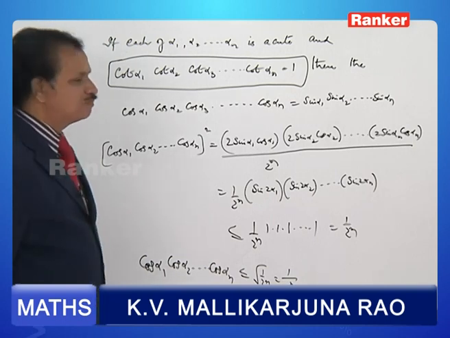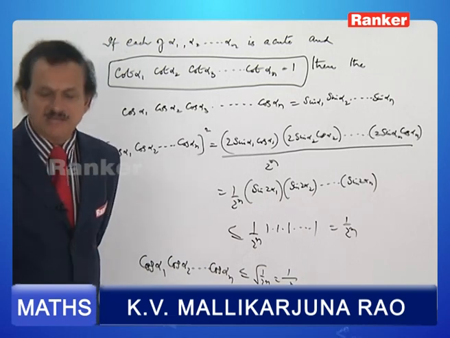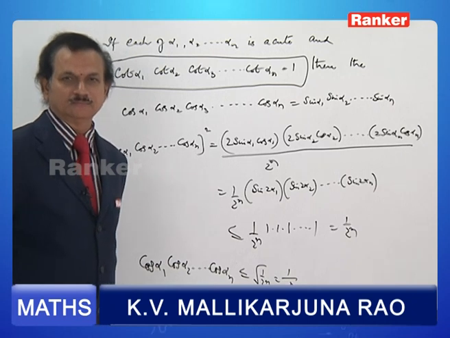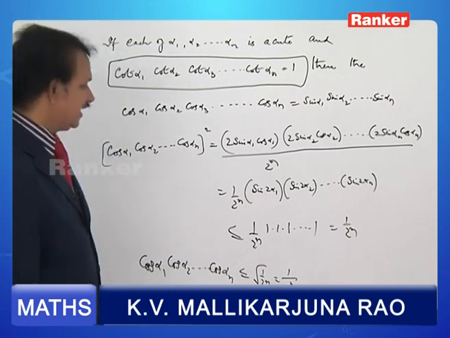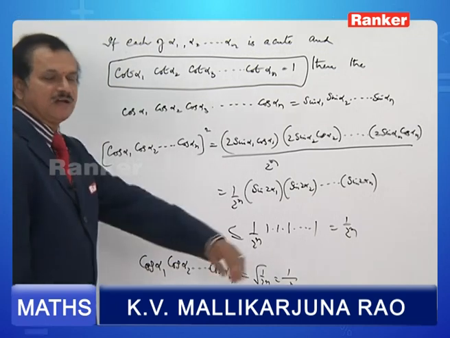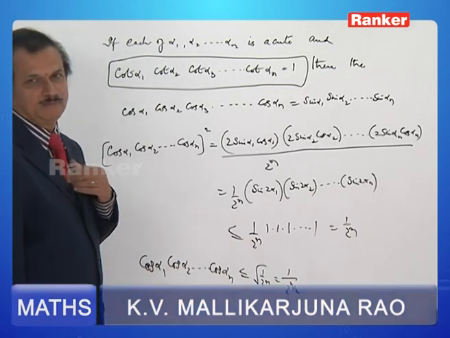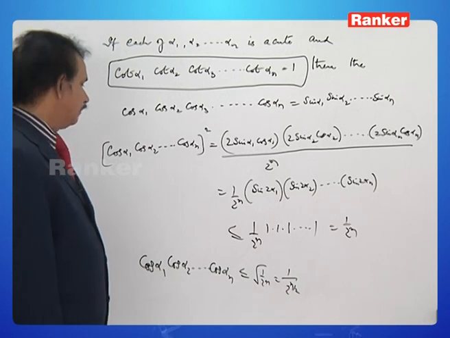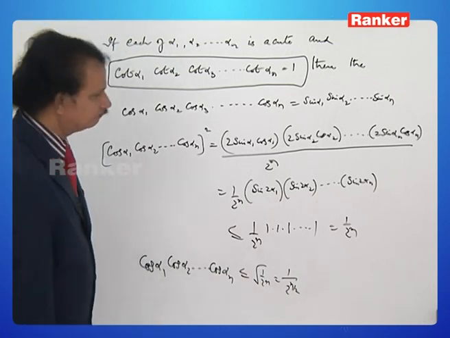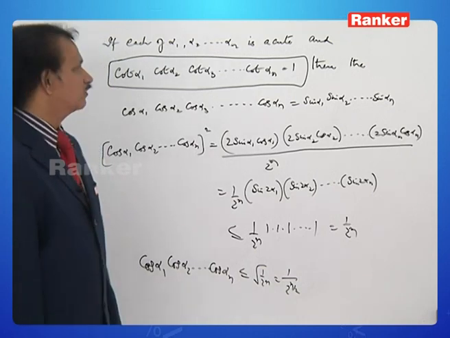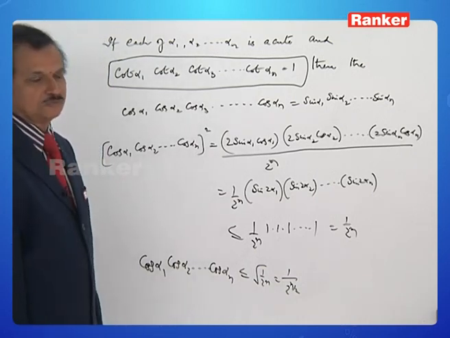My dear friends, please observe the style of obtaining the answer. It is less than or equal to 1 by 2 power n by 2, always, irrespective of the nature of alpha 1, alpha 2, etc., alpha n, below 90. No problem. So it is less than or equal to 1 by 2 power n by 2. Nice question. Special problem.